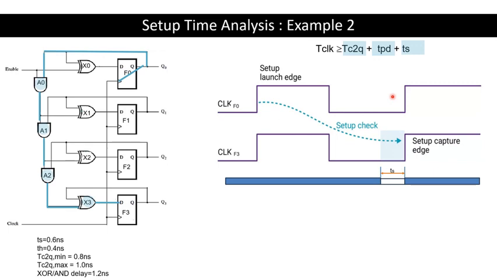So in this case, the delay involved is 6.4 nanosecond. So the best clock is 156 megahertz.